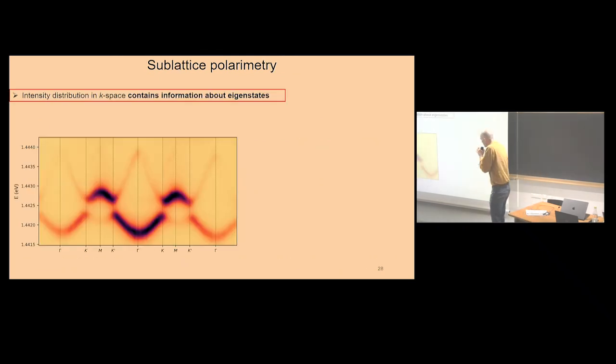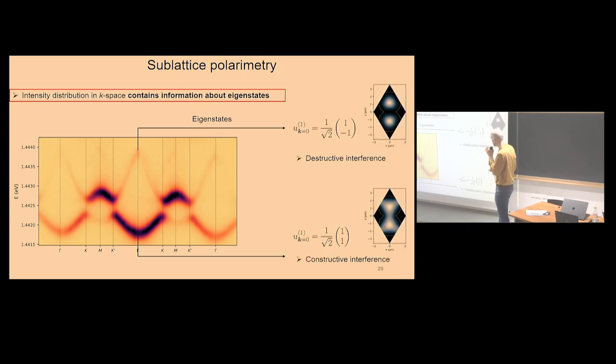I will go back to this dispersion measurement, where we have the energies as a function of k. What I want to argue in the next couple of minutes is that one thing I have not discussed so far is the intensity distribution. If you look at this picture, it's obvious that some states are quite bright and some states are very dark. Looking at this intensity gives you some information about the underlying eigenstate. Let me give you a simple example.